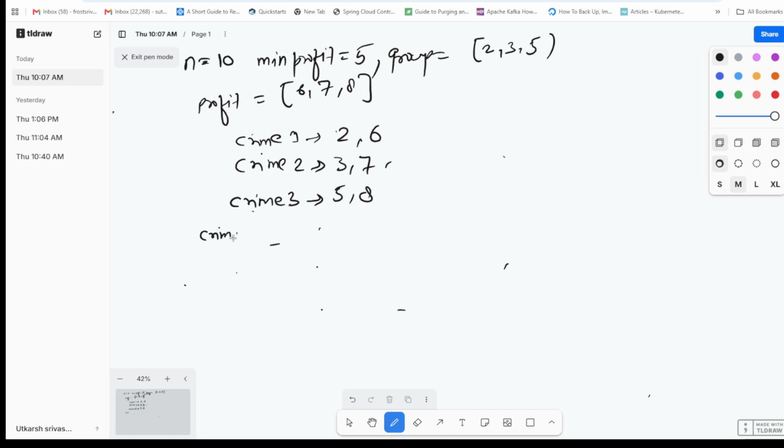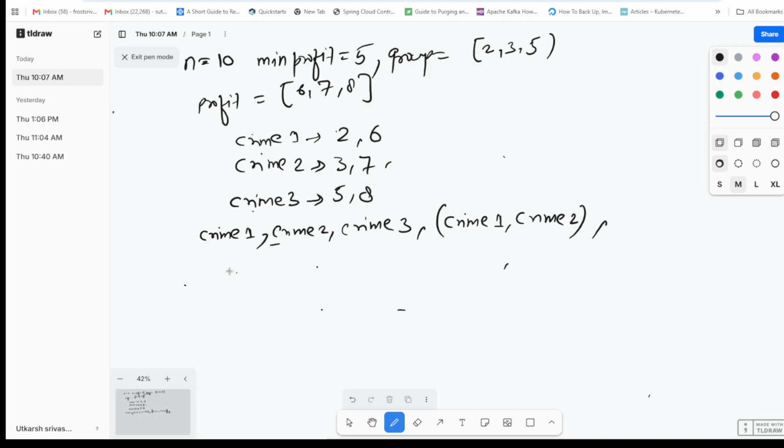So crime 1 we can easily perform. Crime 2 also we can easily perform here. Crime 3 also, right? And again, can we perform 1 and 2? Crime 1 and crime 2, yes, we can perform crime 1 and crime 2 also, in one subset.